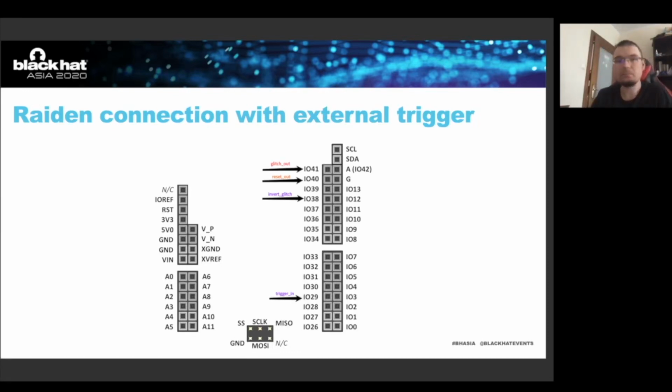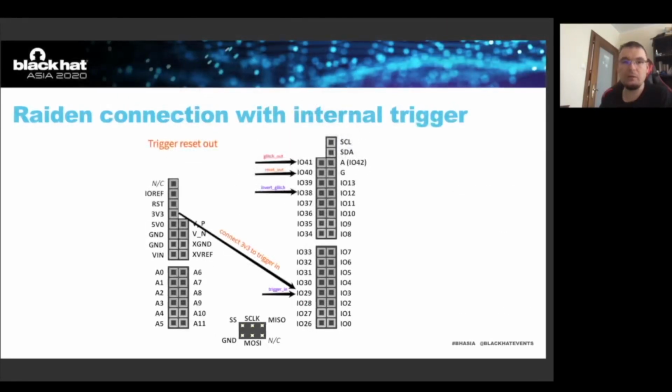First, let's talk about external connections. This is where we can get a trigger in to the Raiden and glitch based on the signal received on IO29. Other IOs we see, like reset out or invert glitch, are used for other applications that we will also talk about later. But the most important in this case is triggering.